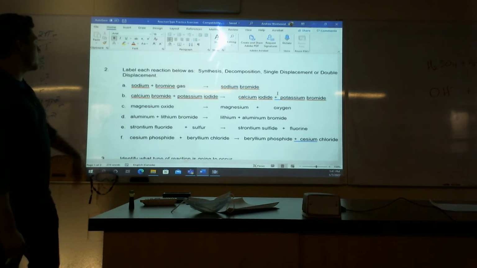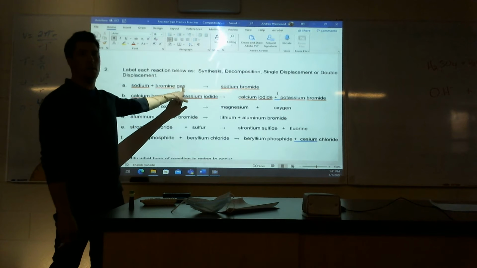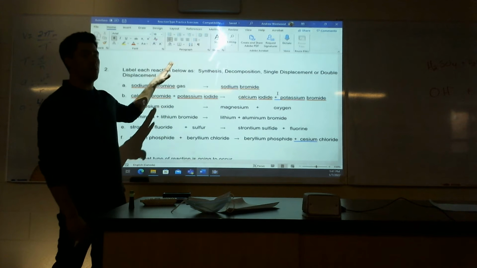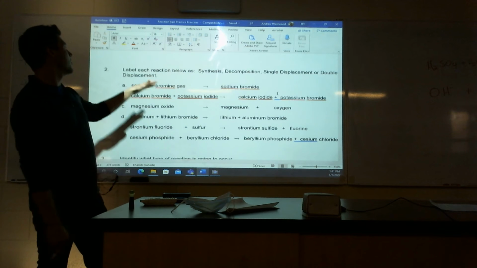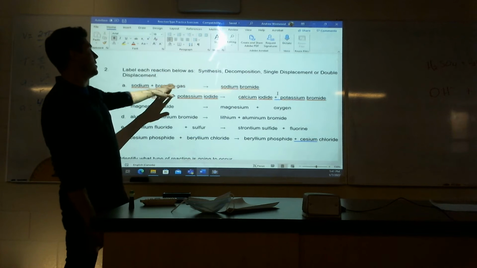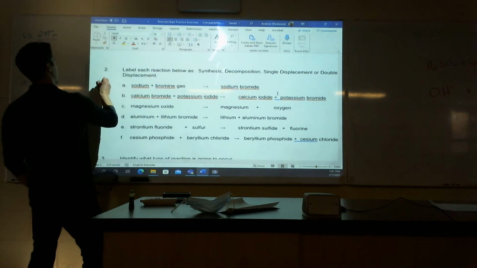This one, it says we have sodium by itself and bromine gas. Don't get confused by this. This does not make it a compound, it's just bromine gas, so it's still just bromine. So still just sodium and bromine, and at the end is sodium bromide. So we have 2 elements coming together to make a compound. That is a synthesis.